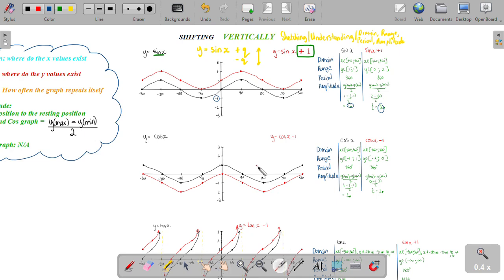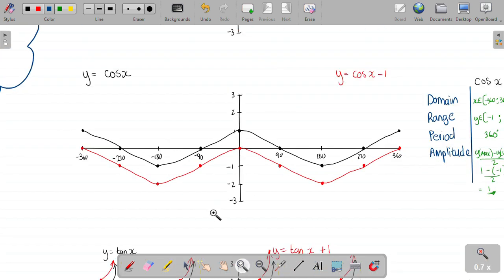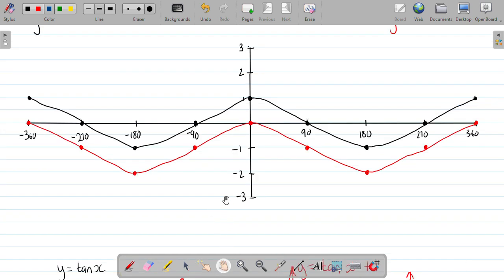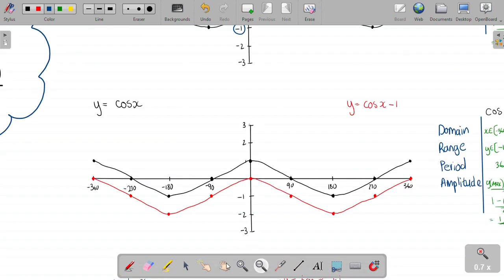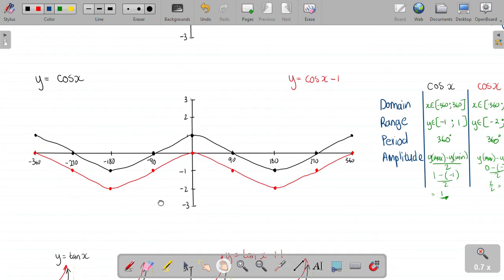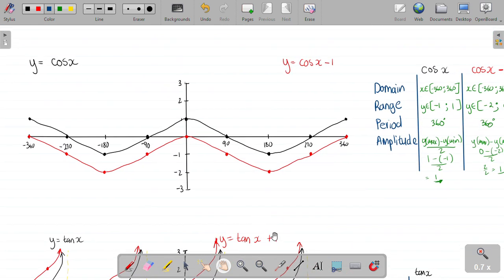Hello everyone. We are continuing with understanding the shifting of graphs vertically. So let's jump right in. In the previous video, I did the sine graph. Now we are going to have a look at the cosine, or cos, graph. It's really simple. This video won't be that long. So let's get straight into it.